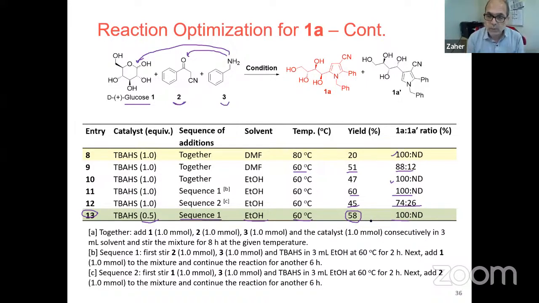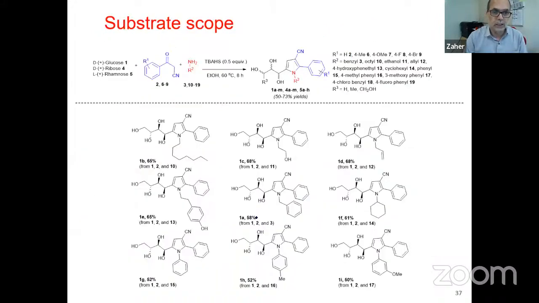So this is the optimum reaction condition that we managed to develop for this reaction. This reaction condition here gives us 1A selectively. All right. We wanted to understand if these reaction conditions are also good for other types of carbohydrates and other types of amines or nitriles, and therefore we had to look and study the scope of the reaction.